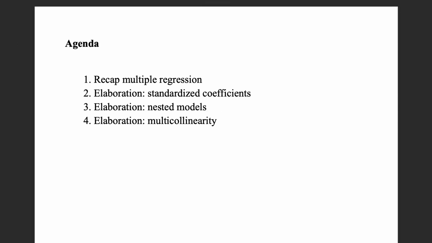So there are basically 4 points that I want to discuss with you in this lecture. As I will always do, I'll give a little bit of a recap of where we are and what we have learned so far. So I'll give you a recap on multiple regression analysis, which we introduced in the last lecture. And then I want to elaborate on a few topics that I already introduced in the A lectures. I'm going to elaborate on standardized coefficients, on having nested models, and on this problem of multicollinearity that we discussed in the A lecture.